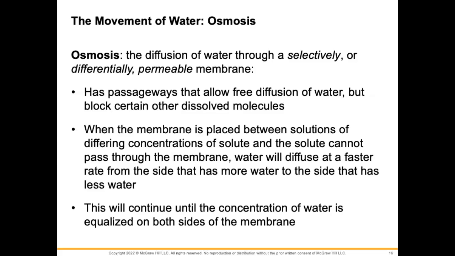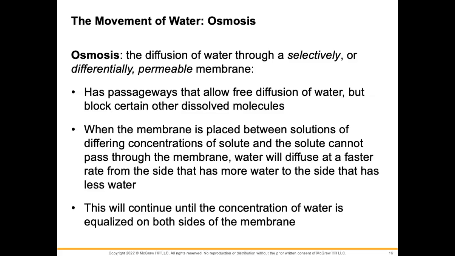So to revert back to my example, the cell has high solids, which means it has a lower concentration of water than what's outside of the cell, because outside of the cell, the cup of water that you dropped the cell into is all water.